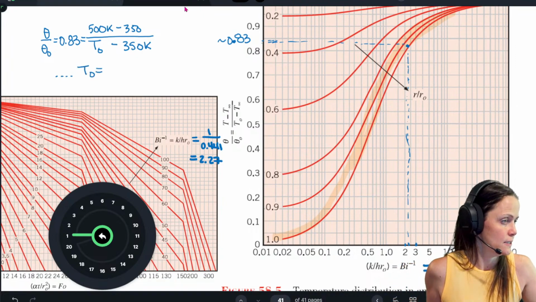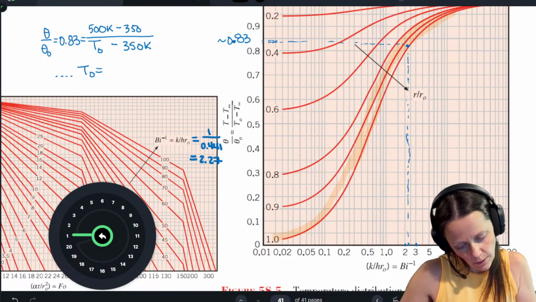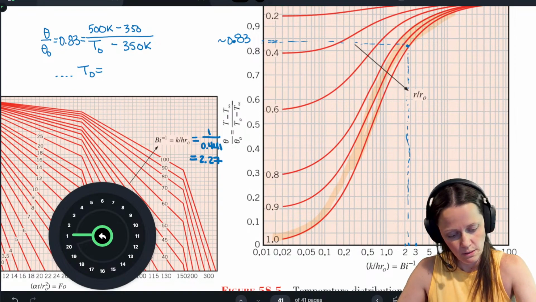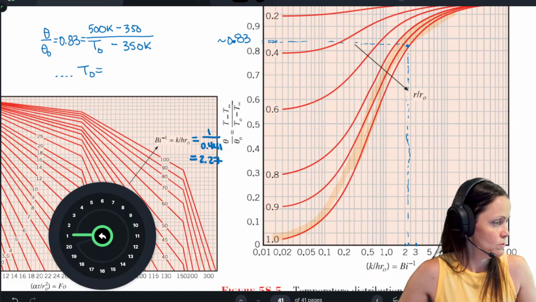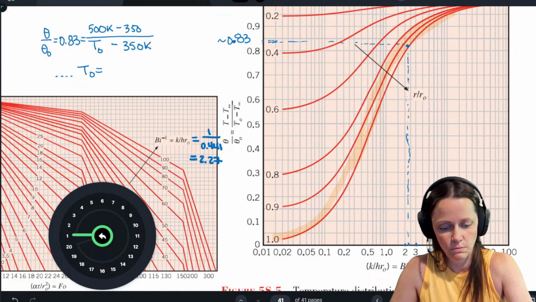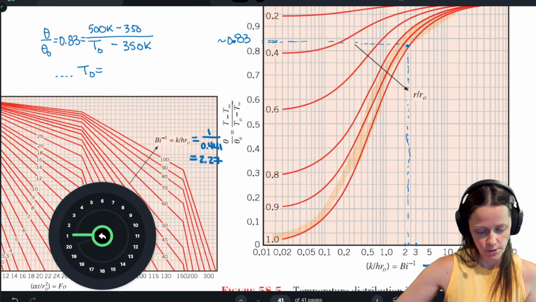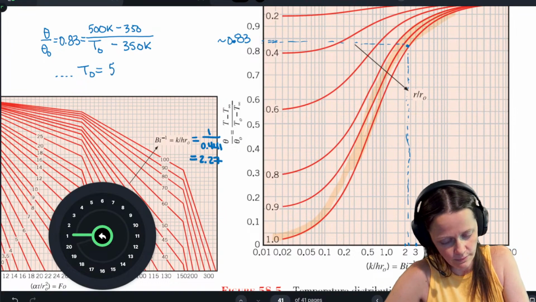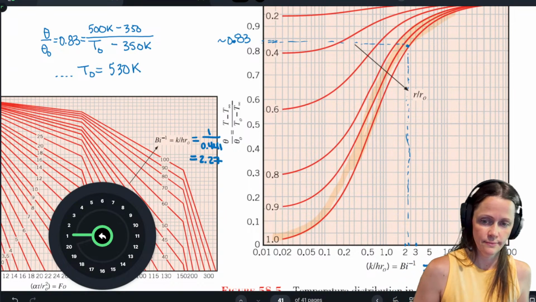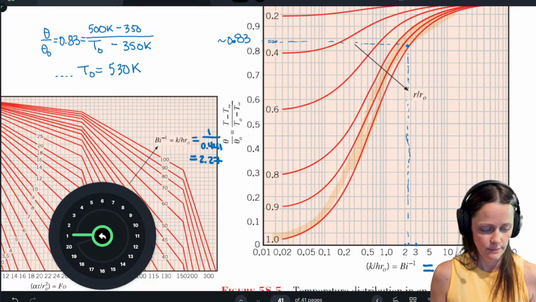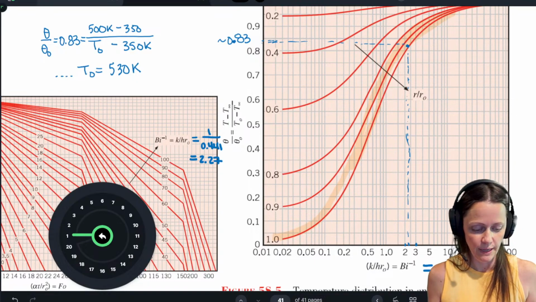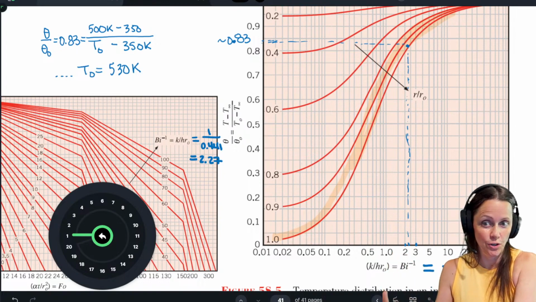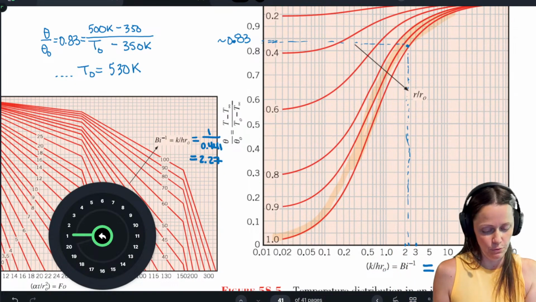Let's see what I've got. So I have 150 divided by 0.83 plus 350. So I end up getting 530 Kelvin. So hopefully we're okay up to that point. And I needed that value for that first Heisler chart, which we're going to go over to right now to pull off the Fourier number.